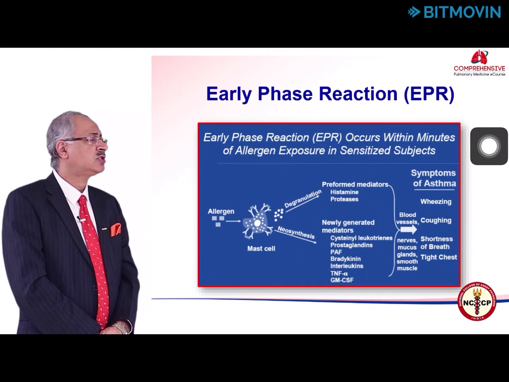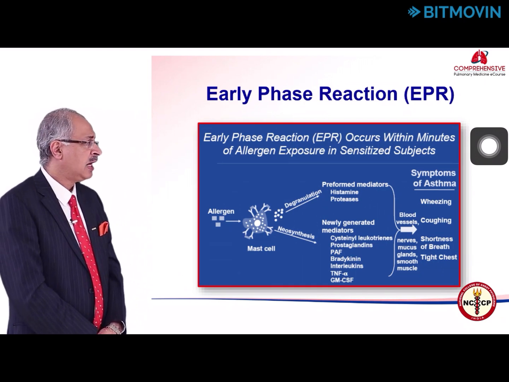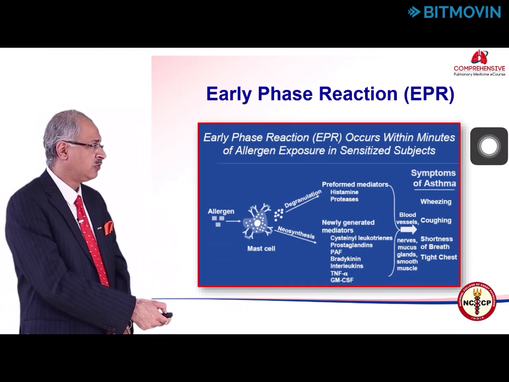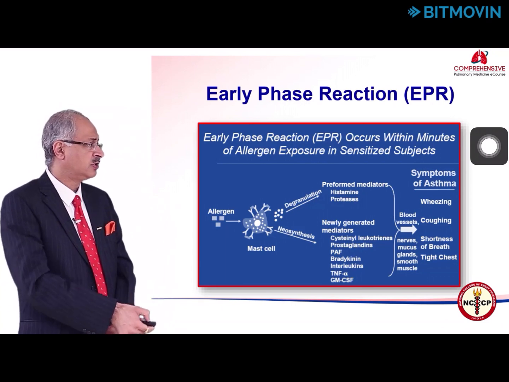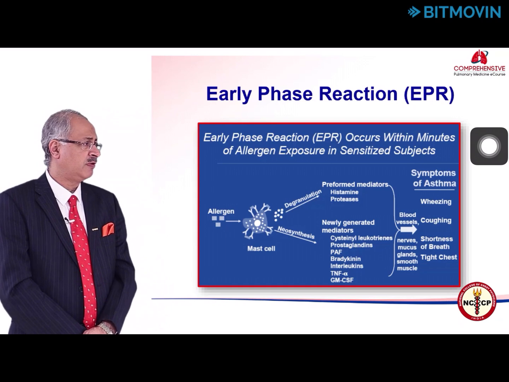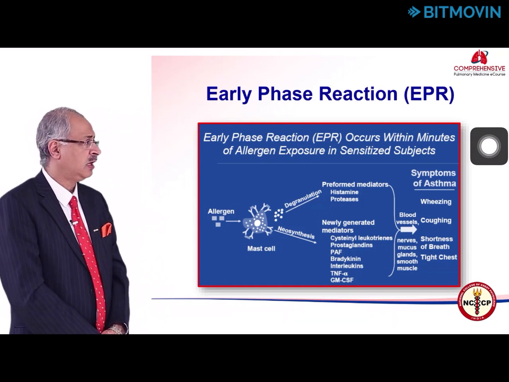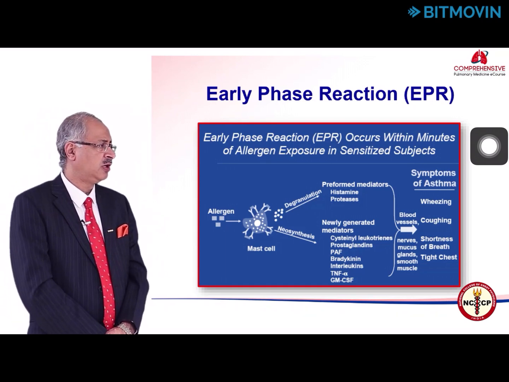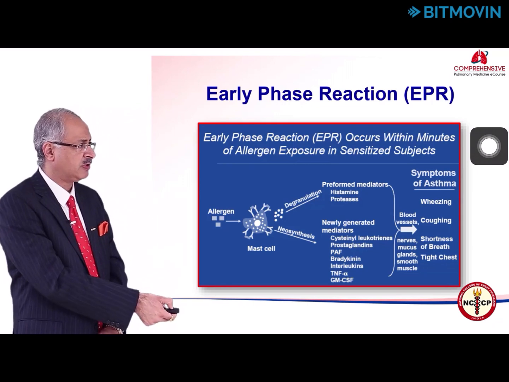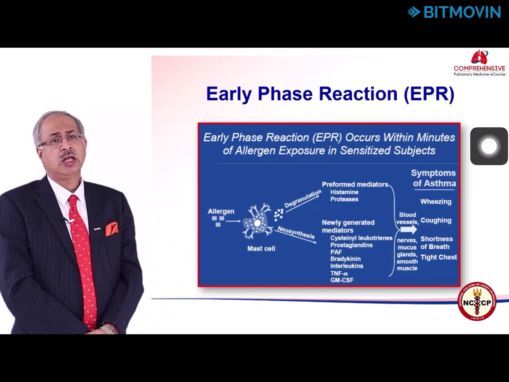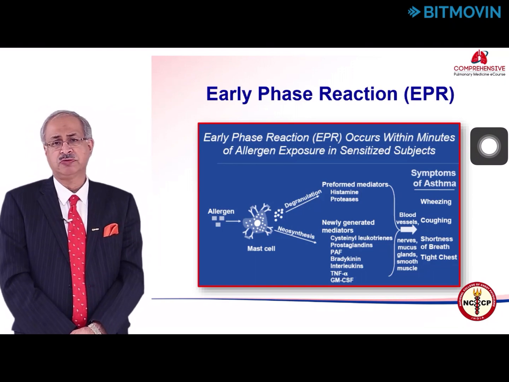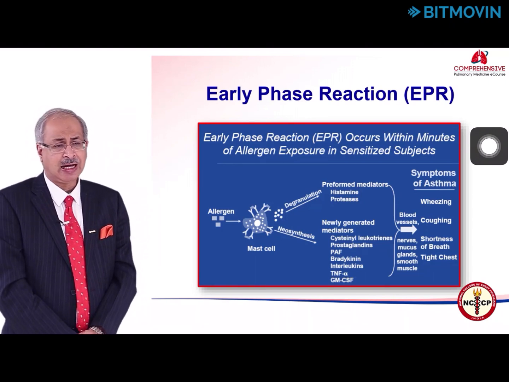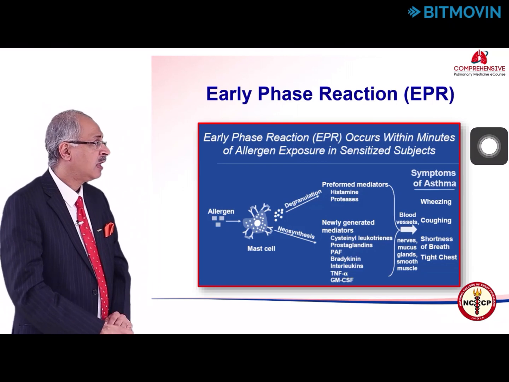Early phase reactions usually, as I said, occur within minutes, and this is another cartoon which shows the degranulation of mast cells, leading to the release of histamine, proteases, and newly generated mediators. The symptoms will obviously be air obstruction, which is manifested in the form of wheezing, coughing, shortness of breath, tightness of chest, and sometimes pain as well.